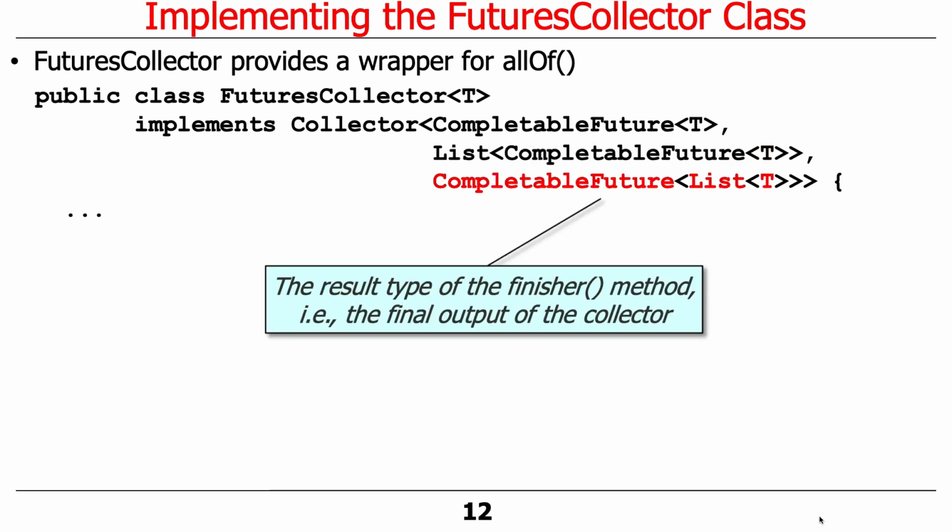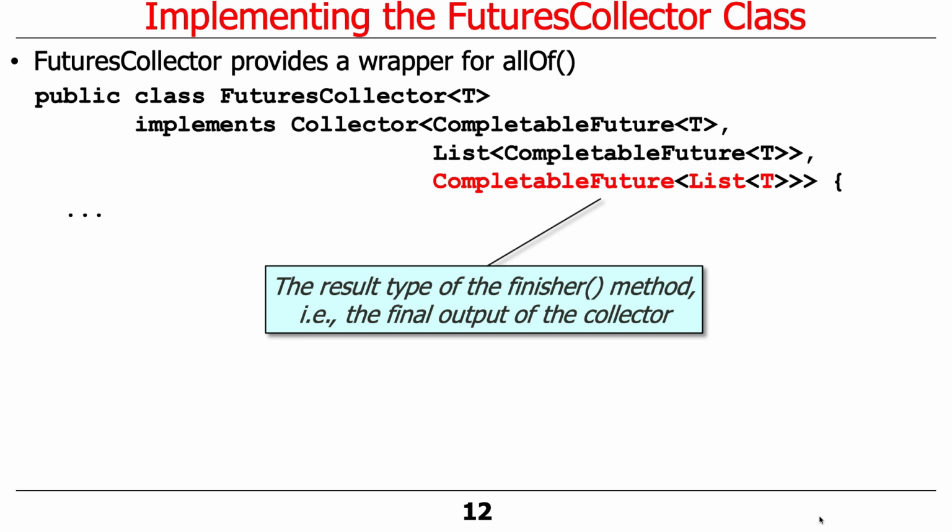And then the final parameter is the result type of the finisher method, which is what will return the final output of the collector. Remember, the output wants to give you back one thing. And in this particular case, it's going to give you back a completable future, which, when it completes, will give you a list of elements of type T. So our collector is going to collect a stream of completable futures of type T into one completable future to a list of elements of type T. And you'll see how the magic works.